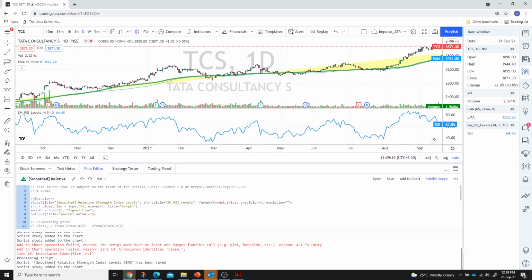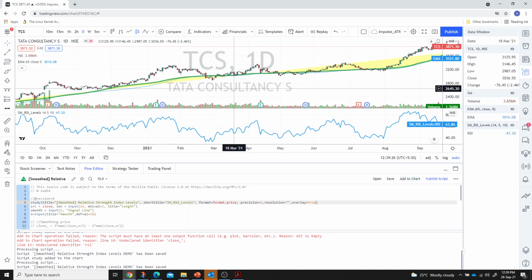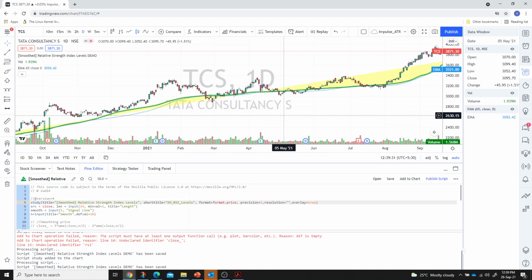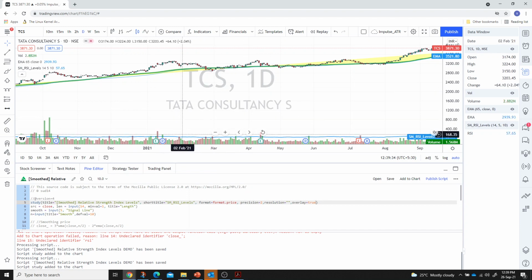I see one question from Vinodji: can you add overlay to the chart? Yes. Here you can use an additional attribute in study. You can say overlay true, and then it will overlay onto the price. You can use it for some types of indicators. You see now it is overlaid, but it doesn't make sense for RSI because it is a derivative of price. It is not a moving average. So I will remove this overlay, or I'll say false.